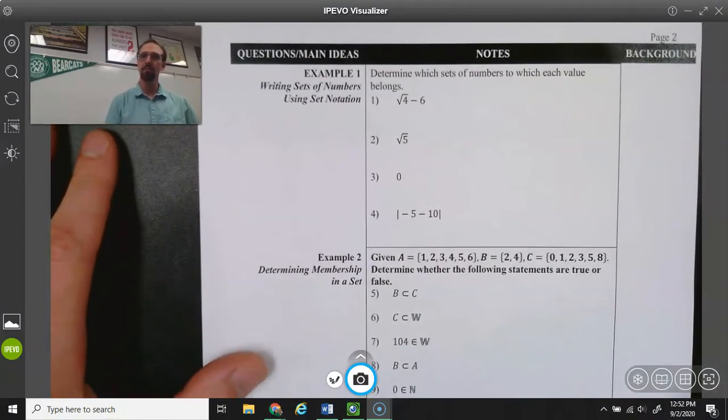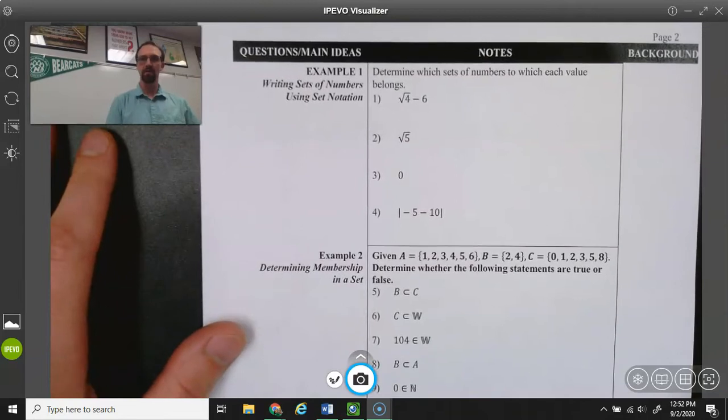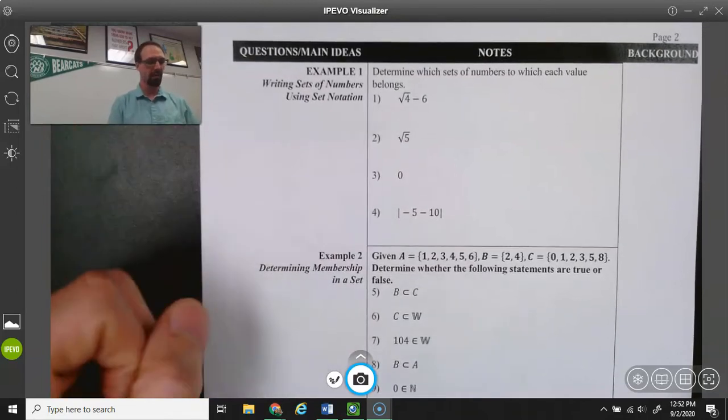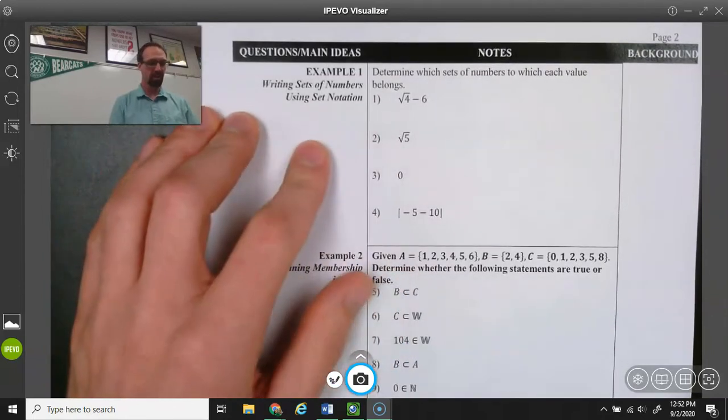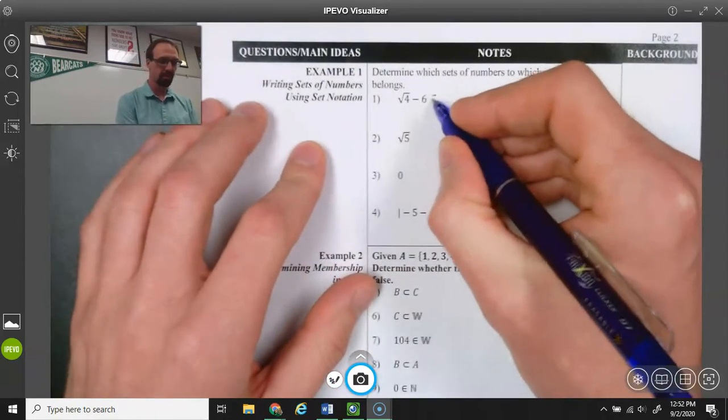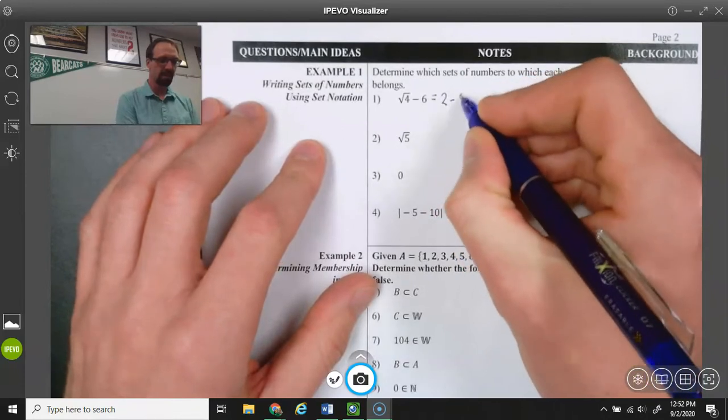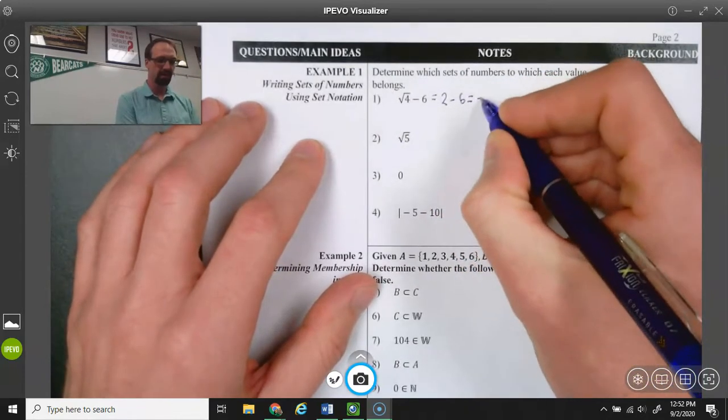It says determine which sets of numbers to which each value belongs. So this Example 1 is writing sets of numbers using set notation. Here we have the square root of 4 minus 6. We can simplify this. The square root of 4 is 2. So we're going to go ahead and simplify this down. 2 minus 6 gives us negative 4.